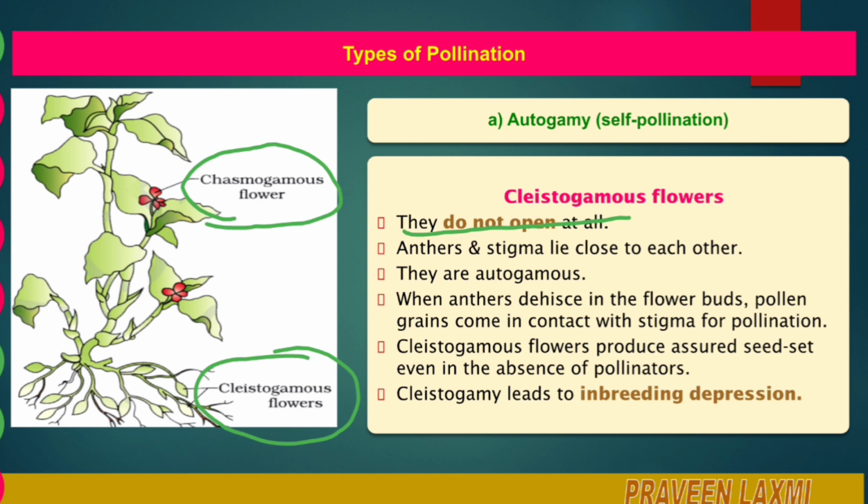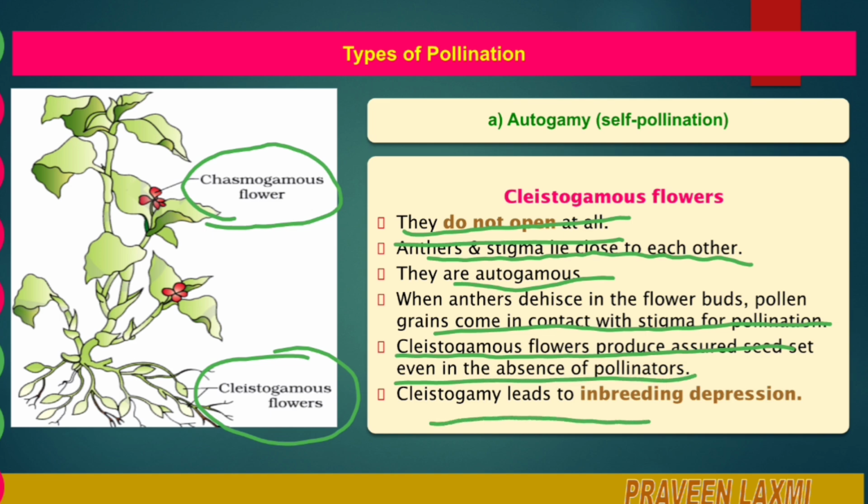Here the flowers are not at all open. When the flowers are not at all open, what will happen to the anther and stigma? They will be close to each other, right? So they are autogamous. When the anthers dehisce in the flower buds, pollen grains come in contact with the stigma for pollination. So this type of flower will be undergoing what? Autogamy, because the anther and stigma are close enough. So in that case, what type of pollination will it be undergoing? That is autogamy.